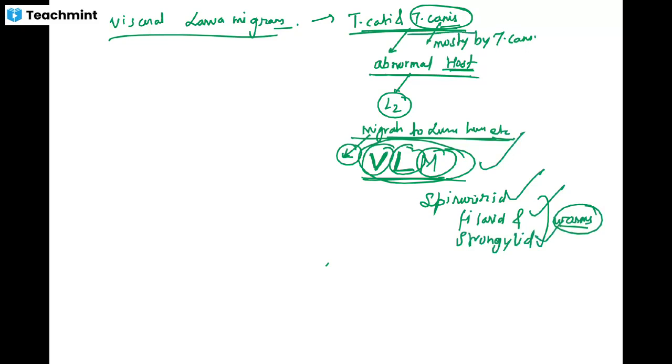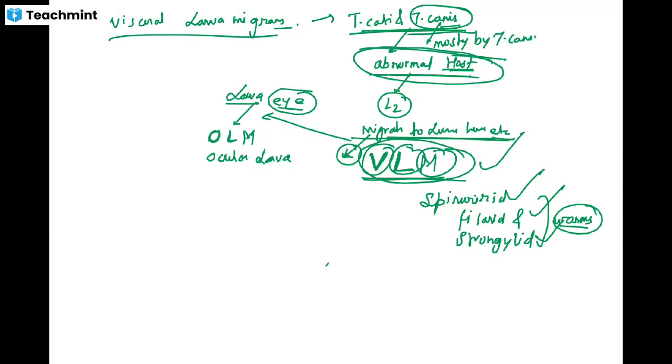And suppose this larva reaches the eye, so it causes ocular larva migrans. Here we have to remember that case, अब हो कहाँ रहा है? It is occurring in the abnormal host. It is not occurring in case of dogs and cats. And if larva reaches the eye, it causes ocular larva migrans. This was all about Toxocara.